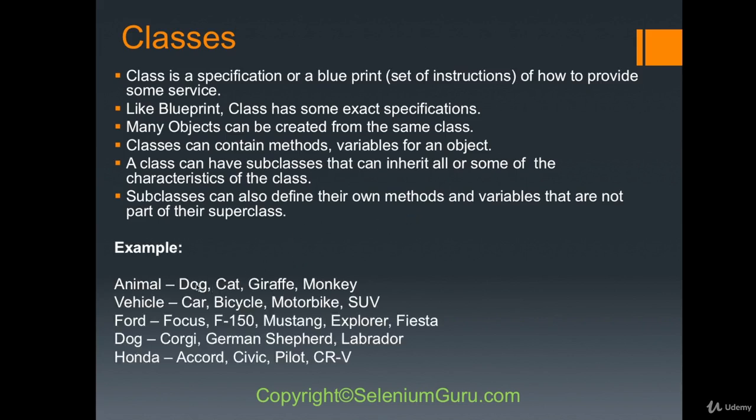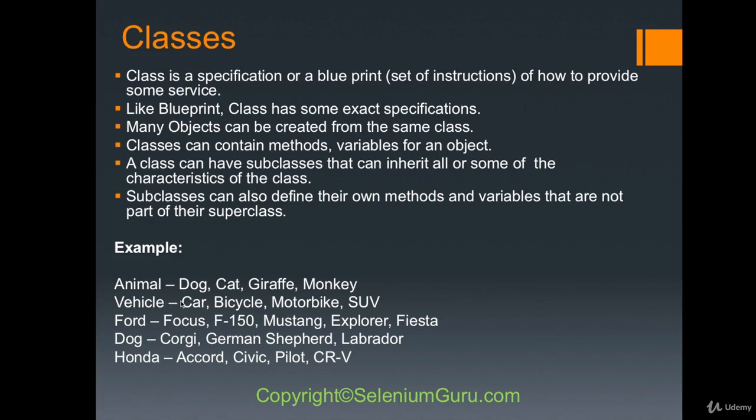For instance, let's say the example is animal. If I have an animal class, I can have subclasses, for instance dog, cat, giraffe, and monkey. All these four have the same characteristics as animal. Animal is like a blueprint, and all these four different animals have similar characteristics. However, they also have different unique characteristics. So these four child classes can inherit properties from the animal class and have their own unique properties.